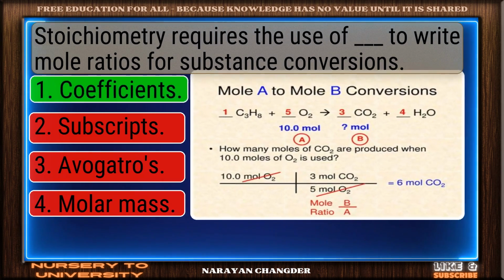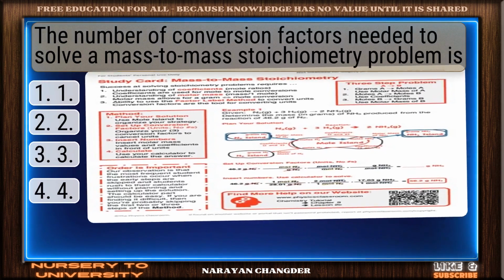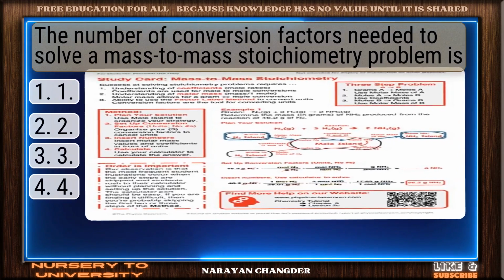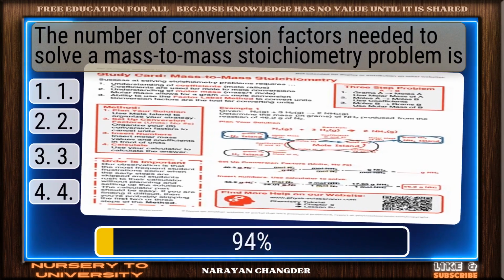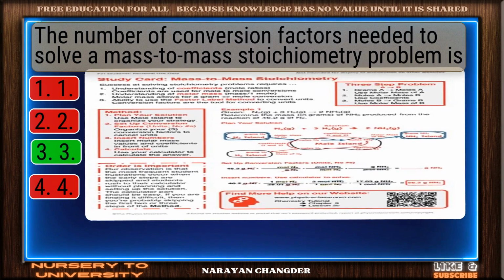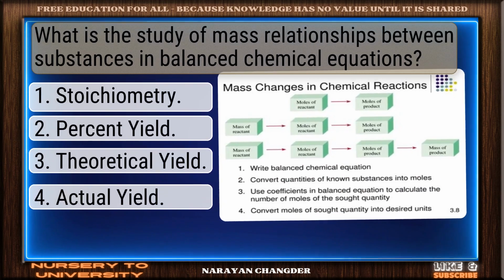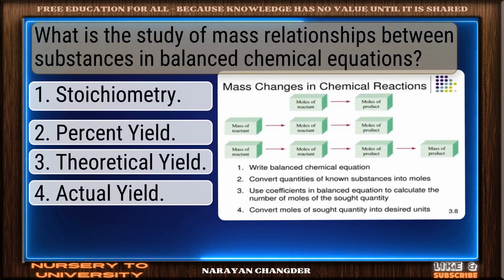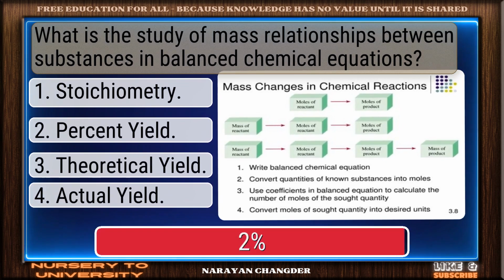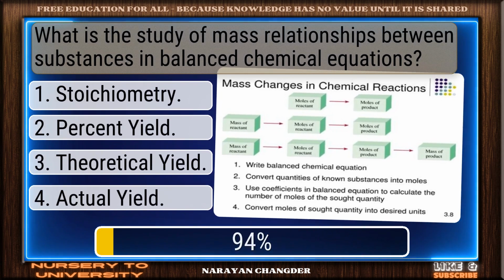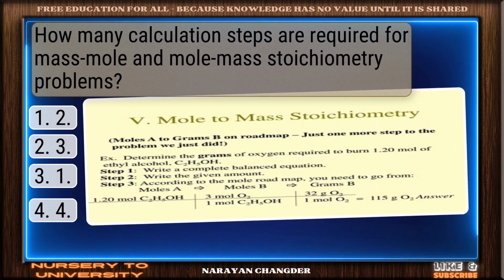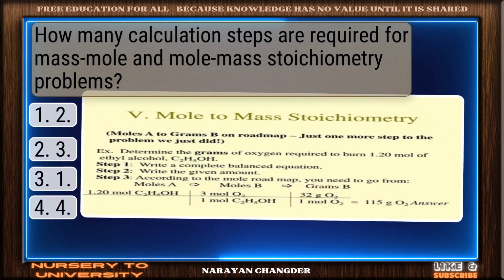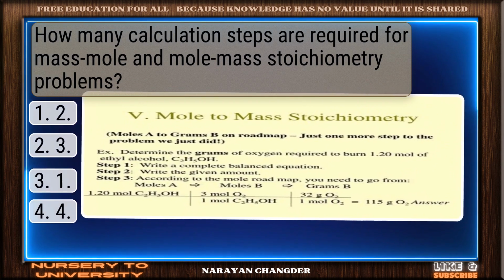Well-articulated, coefficients. The number of conversion factors needed to solve a mass-to-mass stoichiometry problem is... Excellent reasoning. 3. What is the study of mass relationships between substances in balanced chemical equations? Stoichiometry. Great work. How many calculation steps are required for mass-mole and mole-mass stoichiometry problems?